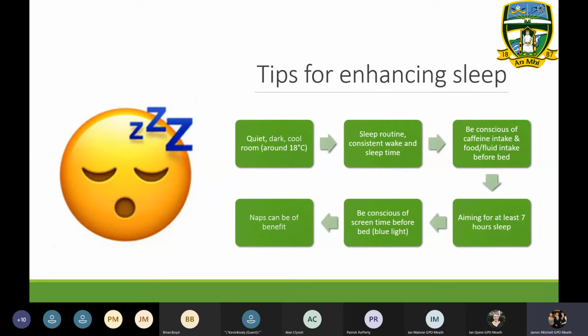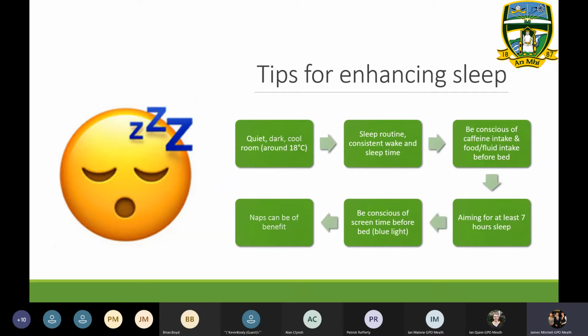So just on to the fourth one here, aiming for at least 7 hours sleep. Obviously depending on the individual and their age, some are going to need a little bit more, but I suppose 7 is a good start point, and if you can increase it even to 7.5, 8, you're doing really well.